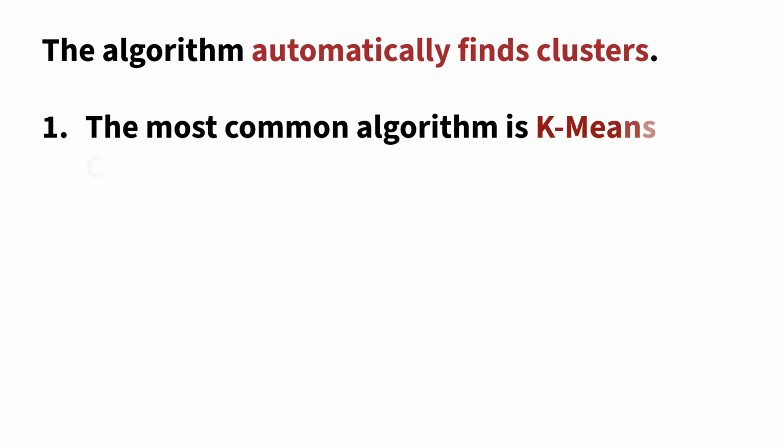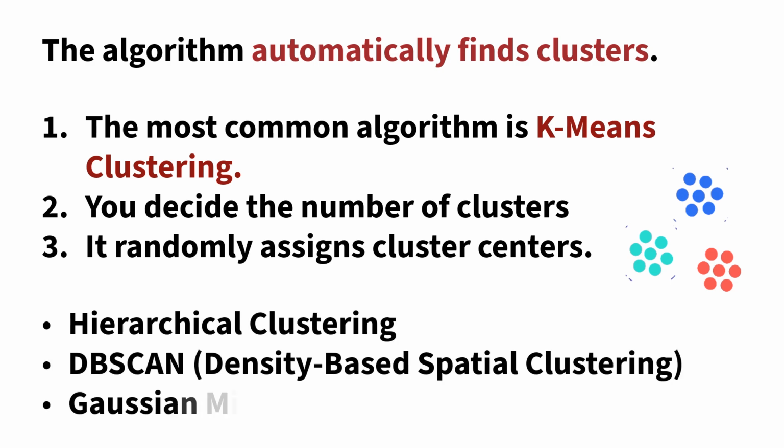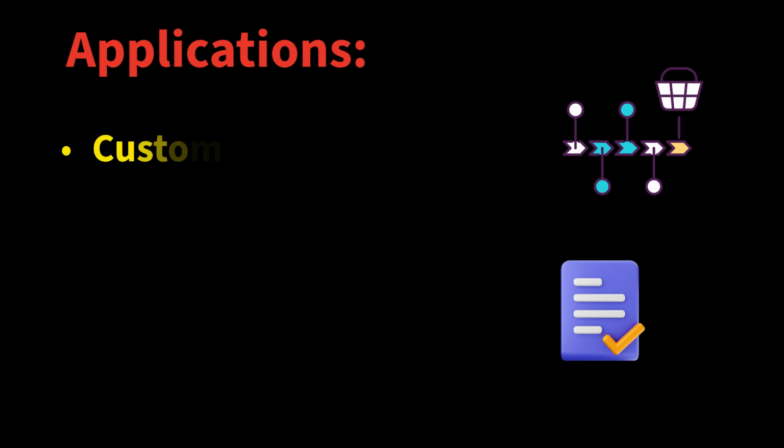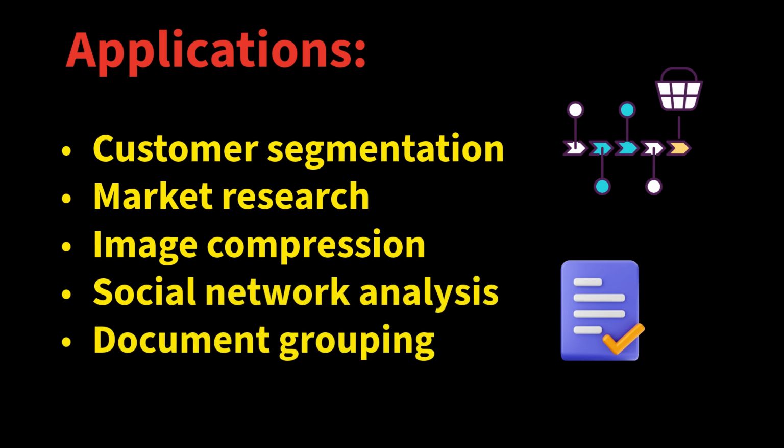The most common algorithm is K-means clustering. It works like this. You decide the number of clusters, say 3. It randomly assigns cluster centers. Then it repeatedly adjusts those centers until the clusters become stable. Other clustering methods include hierarchical clustering, DBSCAN, density based spatial clustering, and Gaussian mixture models, GMM. These clustering algorithms are used for customer segmentation, market research, image compression, social network analysis, and document grouping. So, if your data has no labels and you just want to find patterns or groups, go for clustering.